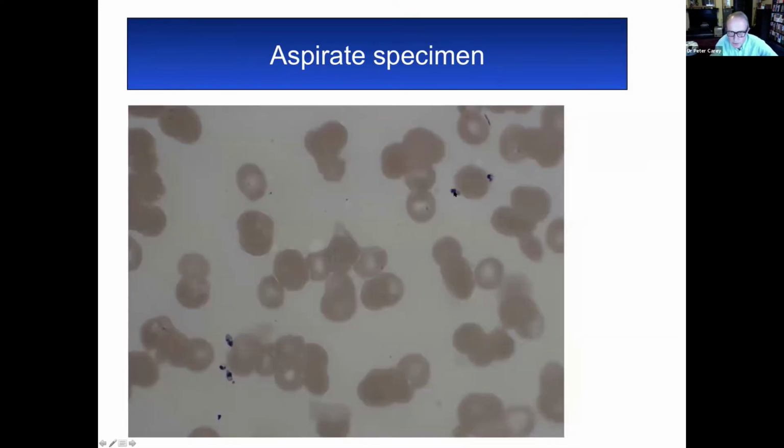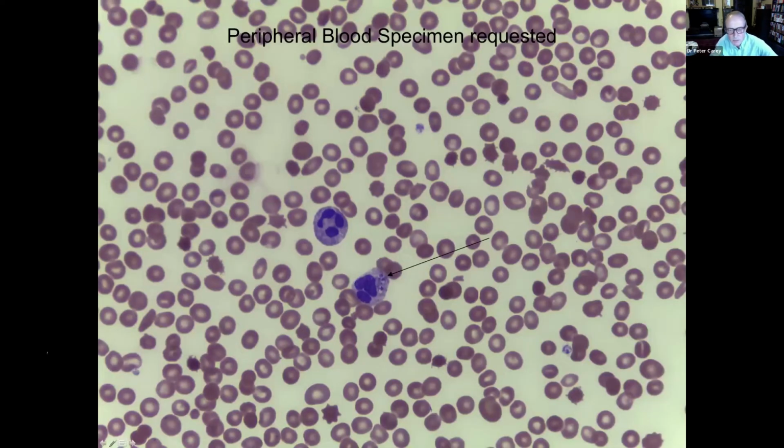These amastigotes, the nucleus and a kinetoplast, a rod-like structure, with a very rounded outline. These look like platelets in the background, but these are actually free amastigotes in the bone marrow. And then when we ask for a peripheral blood specimen, here they are in the peripheral blood.